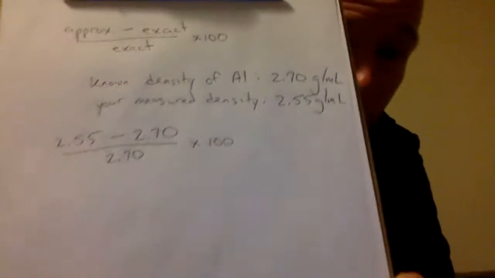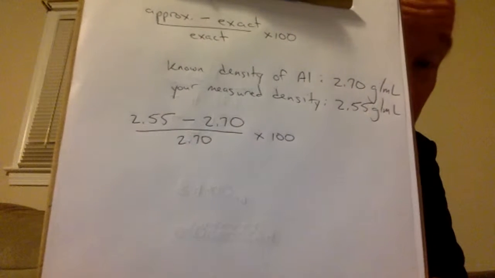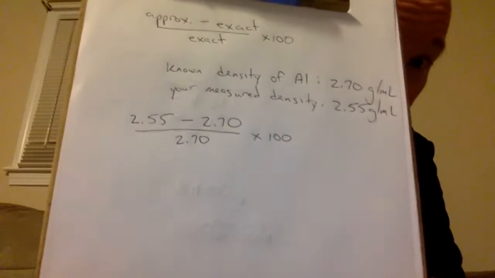That's what the textbook would say. That's what scientists generally accept as the density of aluminum. And then we would divide again by that exact value. And then to make it a percentage, we would multiply by 100. So our work would look like that. 2.55 minus 2.70 divided by 2.70 times 100.